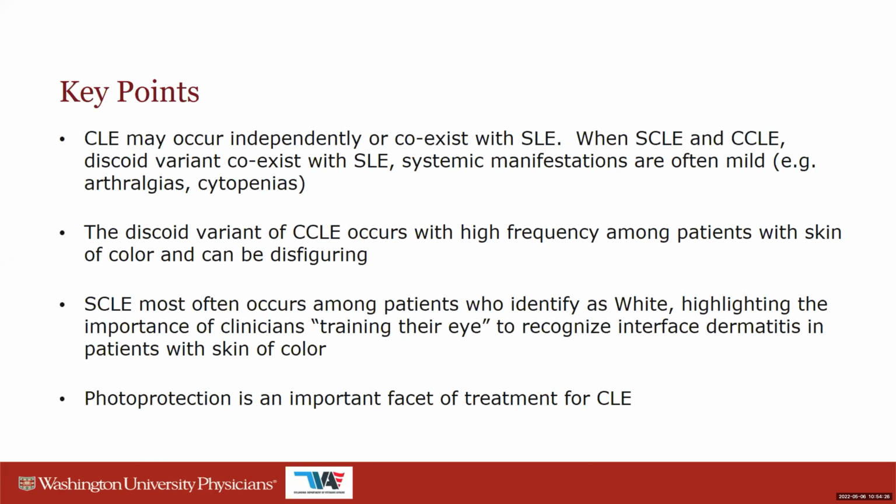And that's probably the biggest take-home message. If you didn't hear anything else today, get that, because you've got to think about that, particularly in females, and it can be disfiguring, as we saw. Subacute cutaneous lupus most often occurs among patients who identify as white, highlighting the importance of clinicians training their eye to recognize interface dermatitis in patients with skin of color. Photoprotection is an important facet of treatment for cutaneous lupus erythematosus.